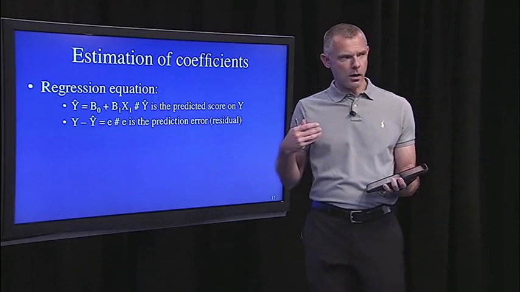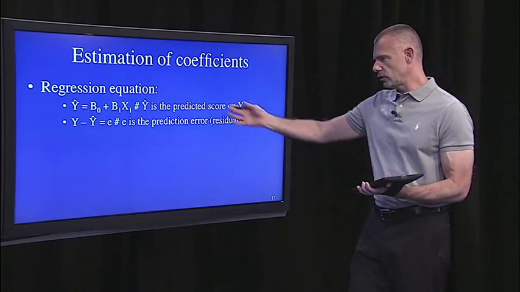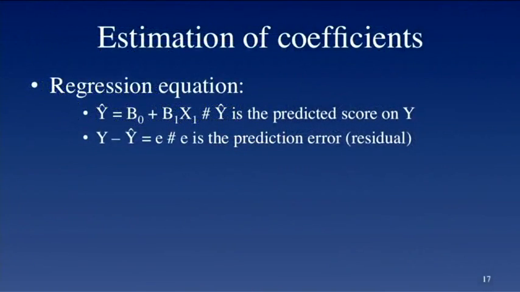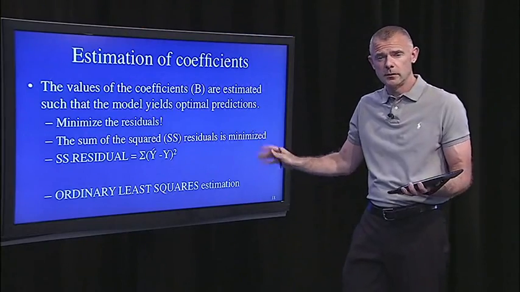So how are the coefficients estimated? Here's our regression equation. We have the intercept and the slope. How does R, or if we wanted to calculate this by hand, how do we come up with those estimates? This is where the concept of ordinary least squares regression comes in. And the idea is very simple. We want to minimize the residuals. We want to minimize our prediction errors.